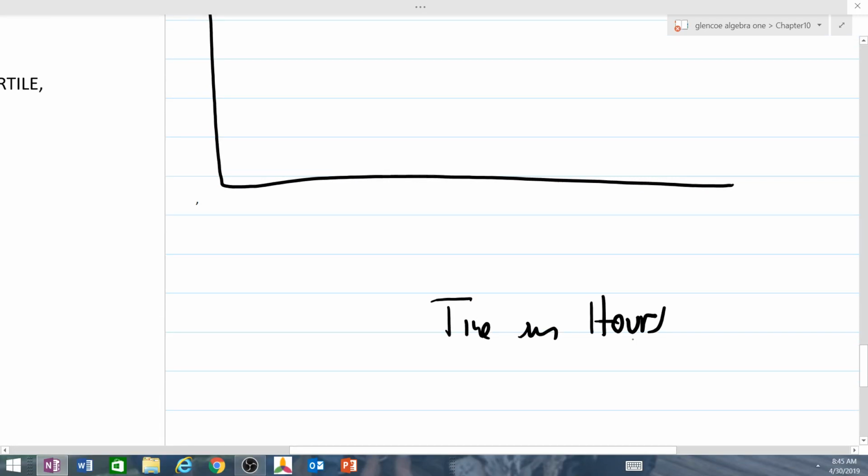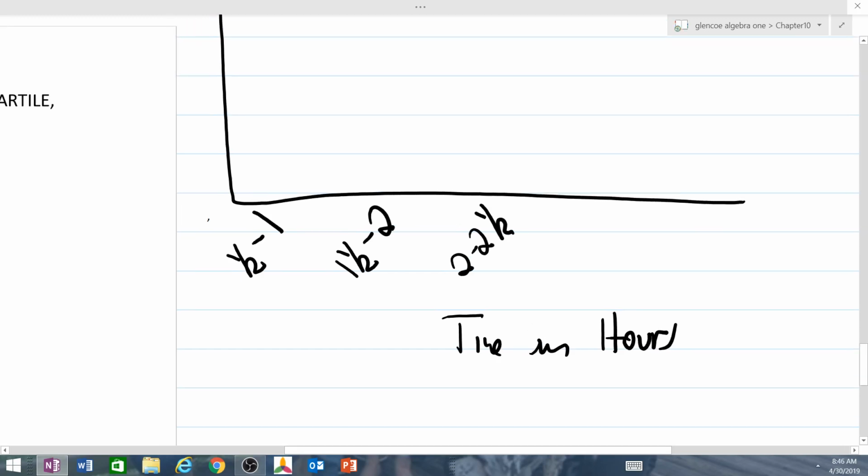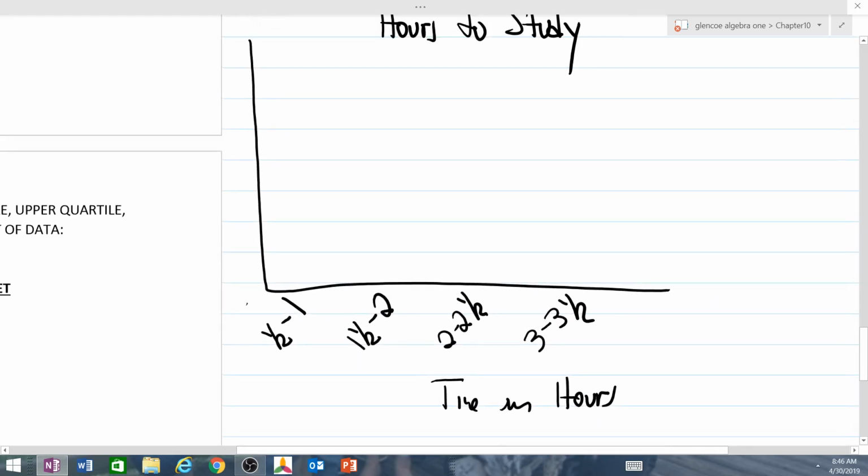And our first interval was 1/2 to 1. Our second interval was 1.5 to 2. Our next was 2 to 2.5. And then our next was what? 3 to 3.5? Is that correct? Yes? Okay. And now we'll put the number of students here. We'll go by fives again. 5, 10, 15, 20, 25, 30, 35. I'm sorry, what? Thank you. I'll keep going.